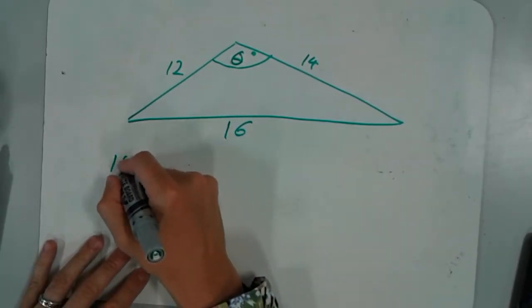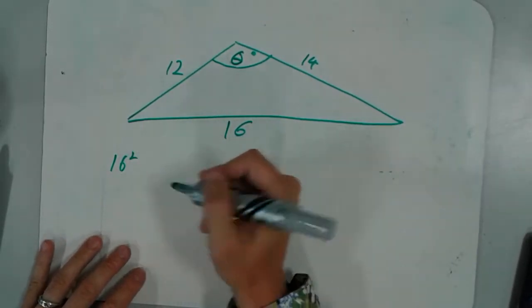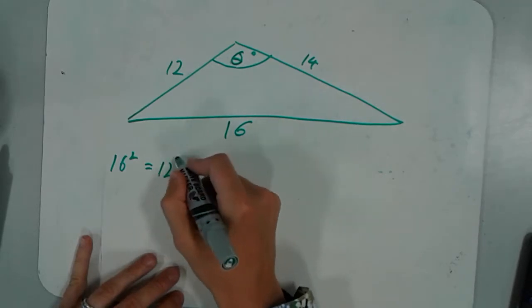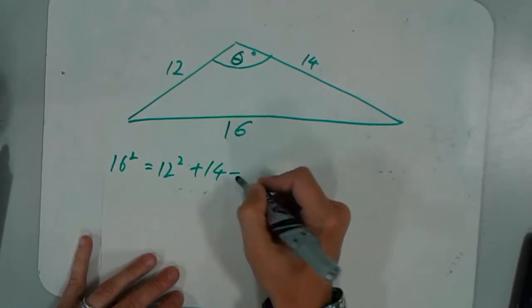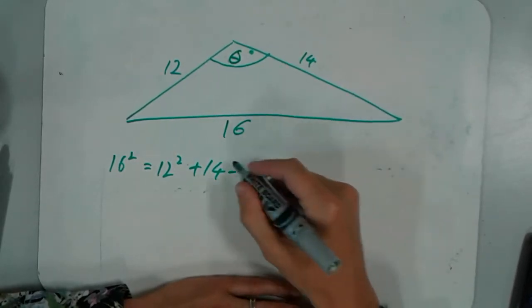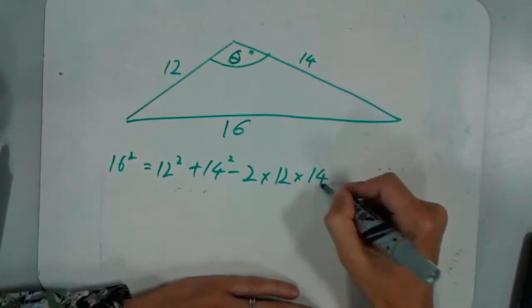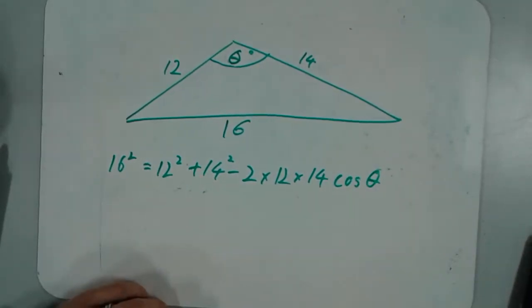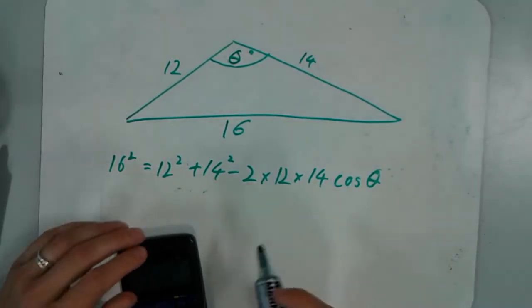So we're going to do exactly the same formula. The side opposite the unknown angle, squared, equals the sum of those two squared, minus 2 lots of the product of those, cos, but this time we don't know our angle. So let's put this in.